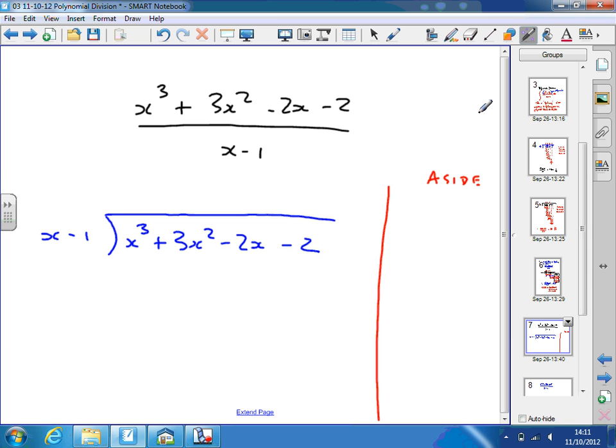So the first step is to say what? Right, so ask yourself, what have we got to do to the x to get x cubed? Answer? Right, x squared. So as an aside, I work out what x squared times x minus 1 is. Answer?